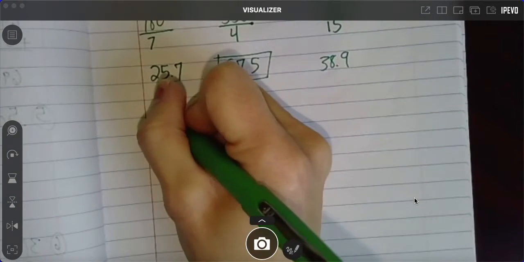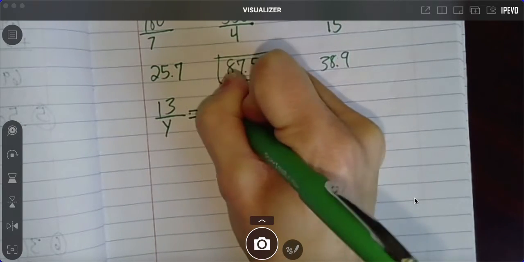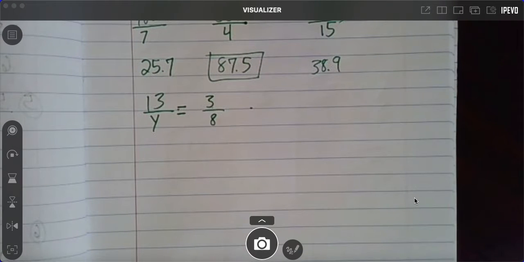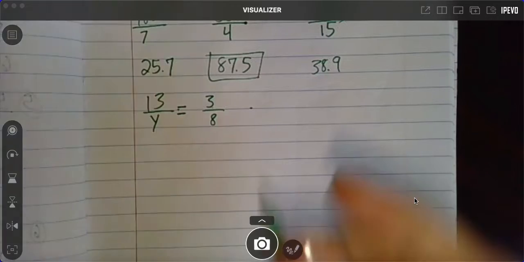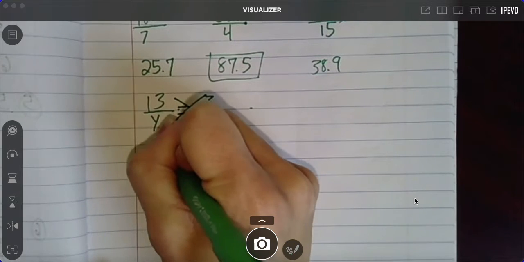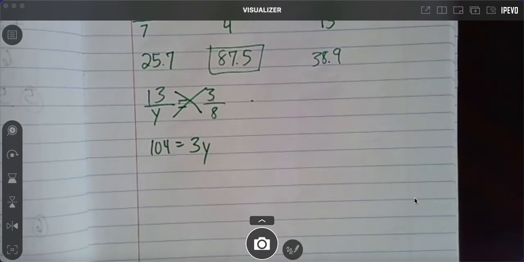Number 9. 13 over y equals 3 over 8. Do y'all remember how to solve these? These are proportions. I only know how to do this because 8 times 13. We called it cross multiplying. It's been a while, I know. So what is 8 times 13? 104. And then you multiply the y and the 3. So you get 3y. Questions on that part? So it's cross multiplying when they have a proportion like that.